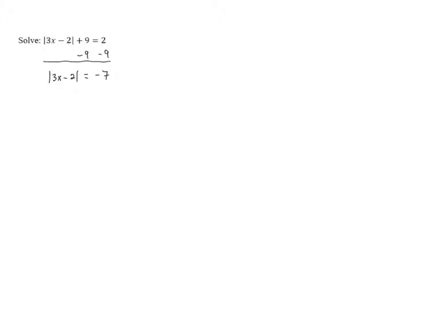But here, we're not going to split this up into two equations like we did before, because here, the situation is a little bit different. The thing that's particularly different is we have a negative number on the right-hand side. So this is asking us to find the value of x such that the absolute value of this expression is equal to negative 7. But we know that it's not possible to take the absolute value of an expression and end up with a negative number. So we don't have to go through the trouble of splitting this up and solving equations. We can tell right off the bat that there is no solution.